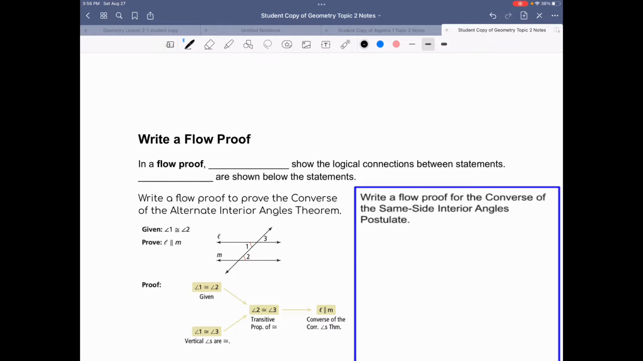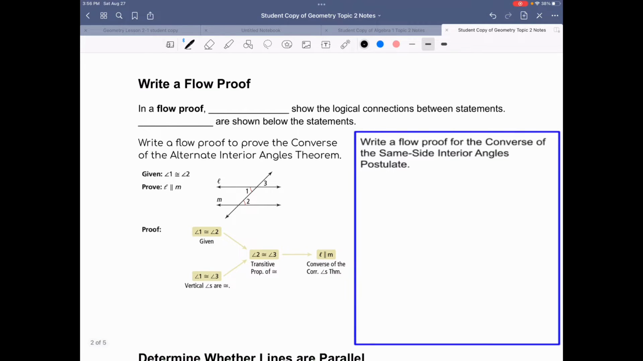This is section 2-2 continued. Write a flow proof. In a flow proof, arrows show the logical connections between statements, and reasons are shown below the statements. Write a flow proof to prove the converse of the alternate interior angles theorem.